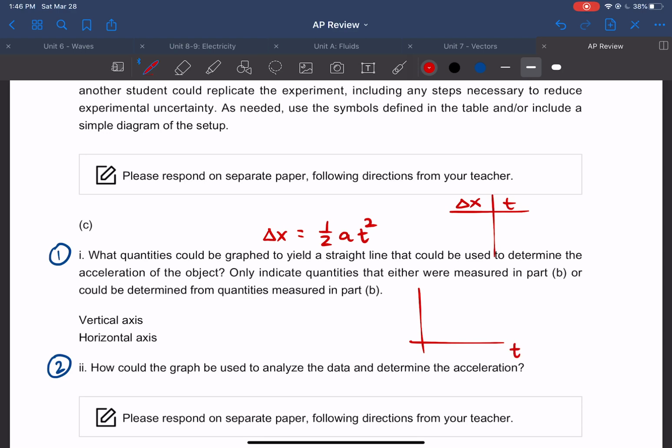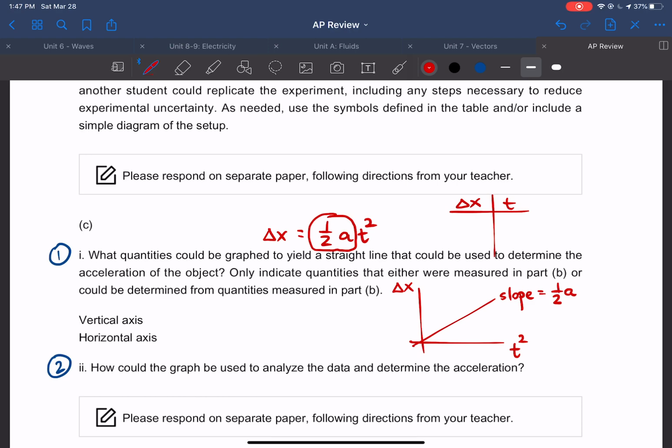One thing we could do is plot t squared on one axis and delta x on the other axis. So if we do this, we should get a straight line, and the slope will not be equal to the acceleration, but be related to it. So if you look at this equation written up above here, the displacement is equal to t squared multiplied by 1/2 a. So that would actually be the slope that we would have here.